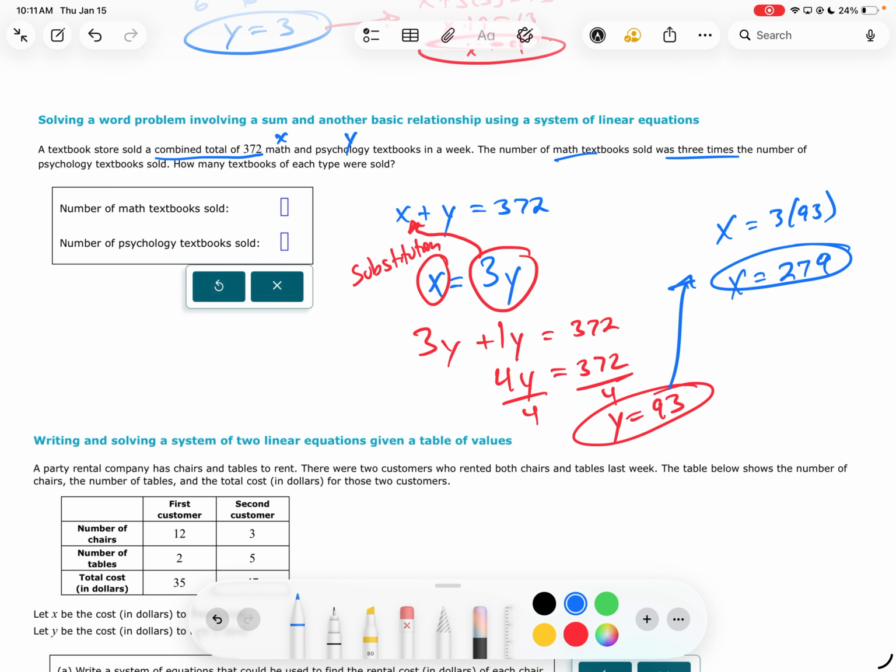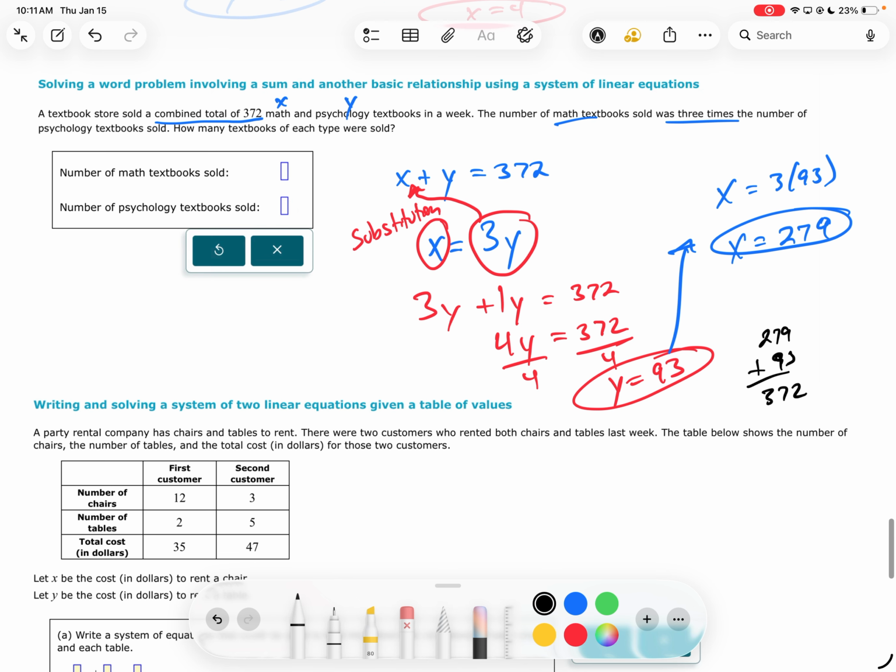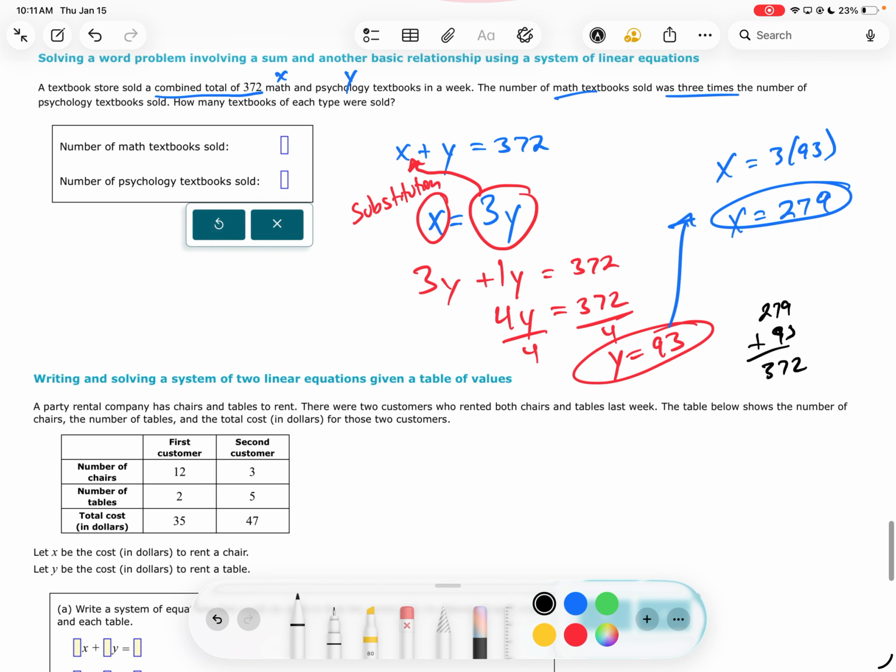And you could double check this on a test or something. 279 plus 93, that does equal 372. So everything should be good there. 279 divided by 3 would be 93. You can kind of double check. So on that one, you kind of have to come up with your own equations there. That does make it a little tougher. They should be not too bad to come up with, because it does say basic relationship, so we don't have to do anything too crazy there.